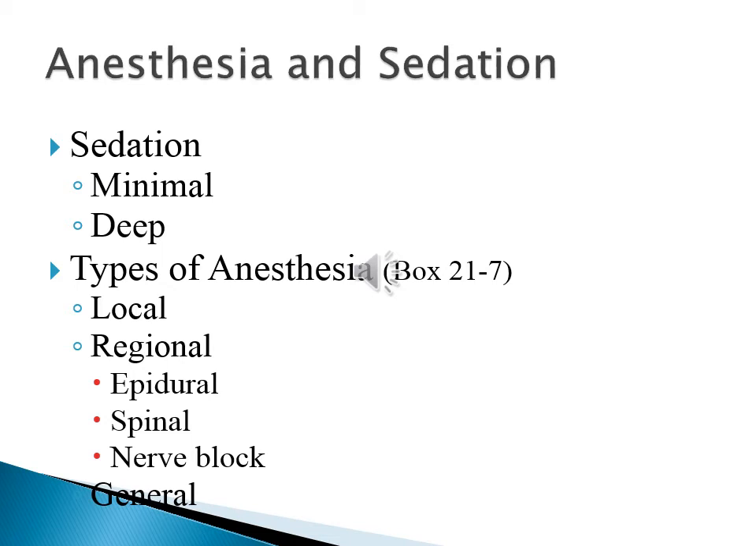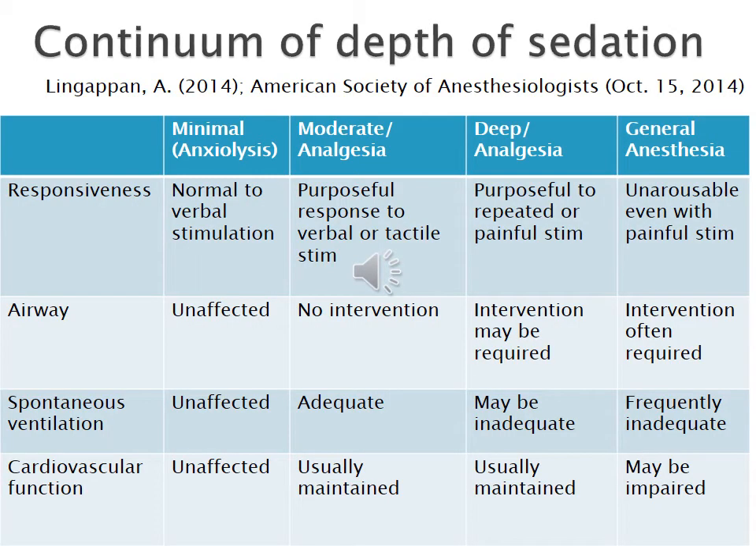Types of anesthesia, we know that there's local, so just the area. They can have a regional, where it's an epidural, spinal, nerve, or a nerve block. And then general, we know they are completely put under and are not breathing on their own. They're intubated. And here goes into sedation as to whether it's minimal, moderate, deep, or general. So you can look at these different ones.